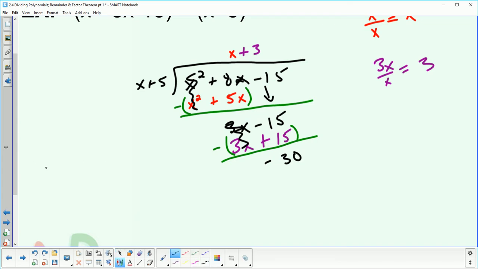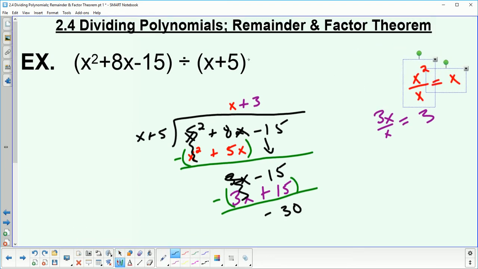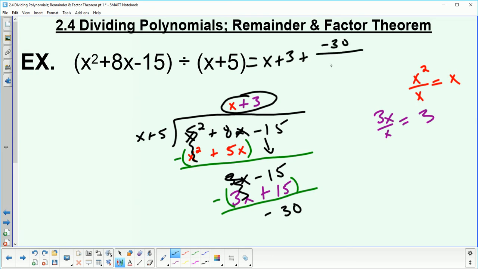When I do this, I actually get an answer of x plus 3, so that's just the numerator here. And then we have a remainder of negative 30, because negative 30 can't be divided by x. So we say plus negative 30 over x plus 5, because negative 30 is still divided by x plus 5, but we don't know what x is. This is your result from long division.